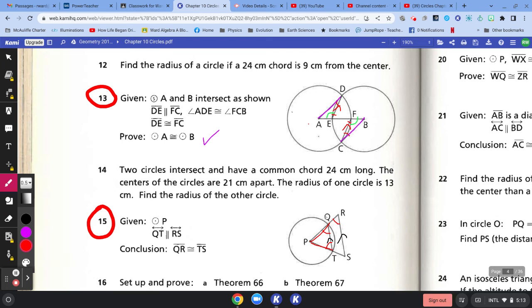And also, PTQ has got to be congruent to PSR by the same reason, corresponding angles. And that tells us that not only are PQ and PT congruent, but PR and PS are congruent because of base angles. This is an isosceles triangle because these two angles, being congruent to those two angles, are congruent to each other. And so by transitive property, these two angles are congruent. So PRS is isosceles, and so PR and PS are congruent. And if that's the case, then by subtraction, we can say that QR and TS are congruent.